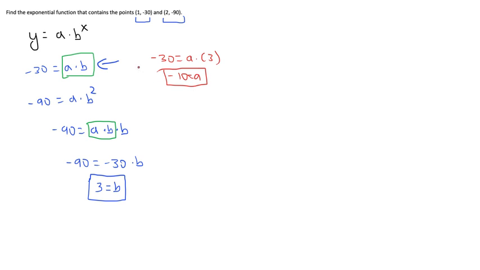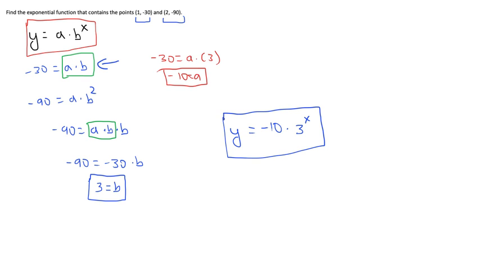So think about that. We've used the points to plug into the general form of the equation, and then we used a little bit of algebra to find the values of a and b. Now let's rewrite this. What is the exponential function that these 2 points are based on? It's y equals negative 10 times 3 to the x power. And this is the exponential function that contains these 2 points.